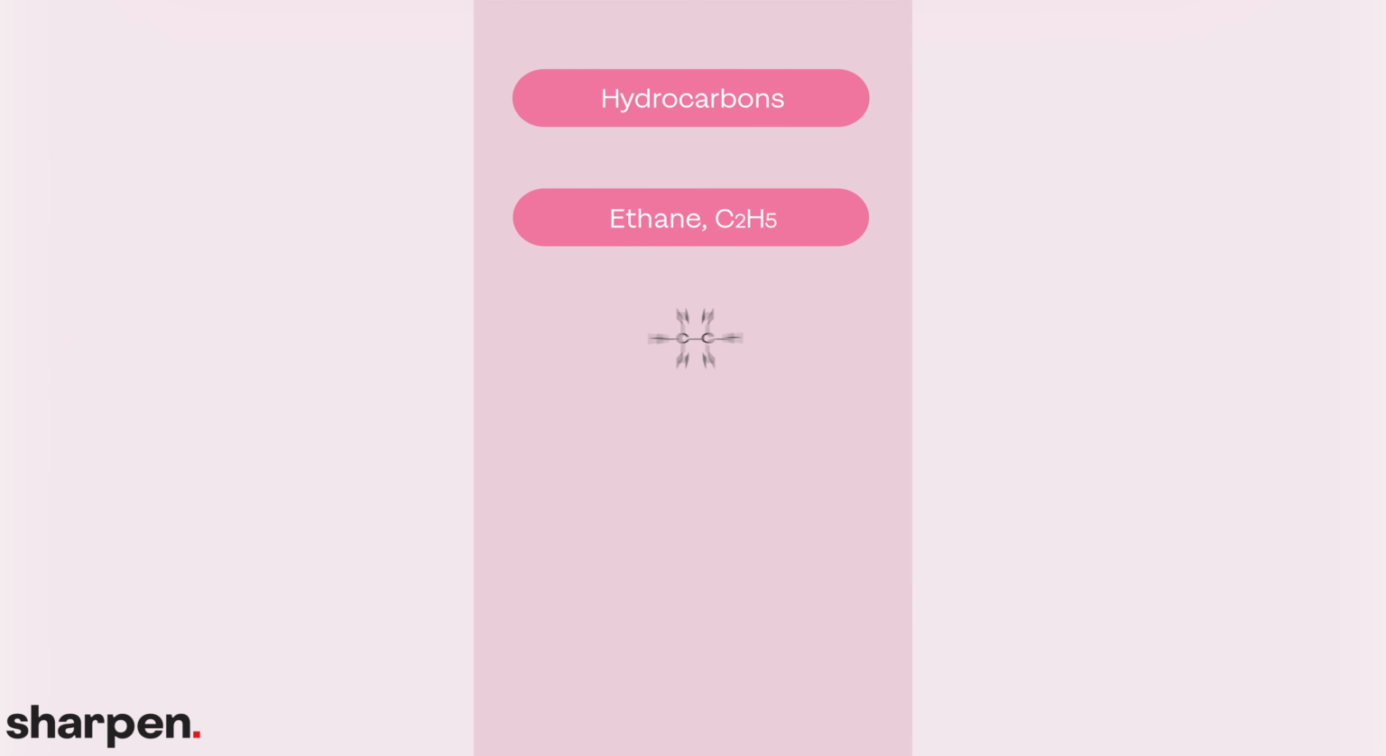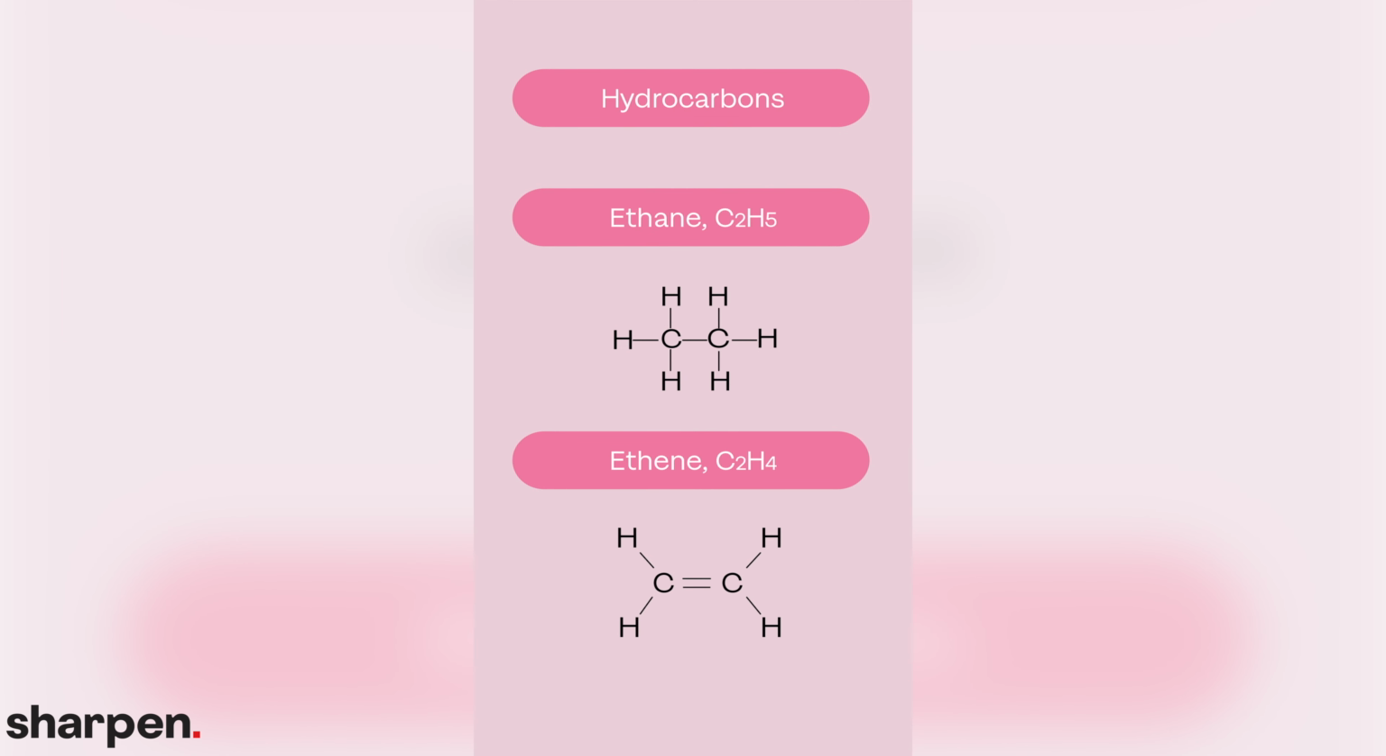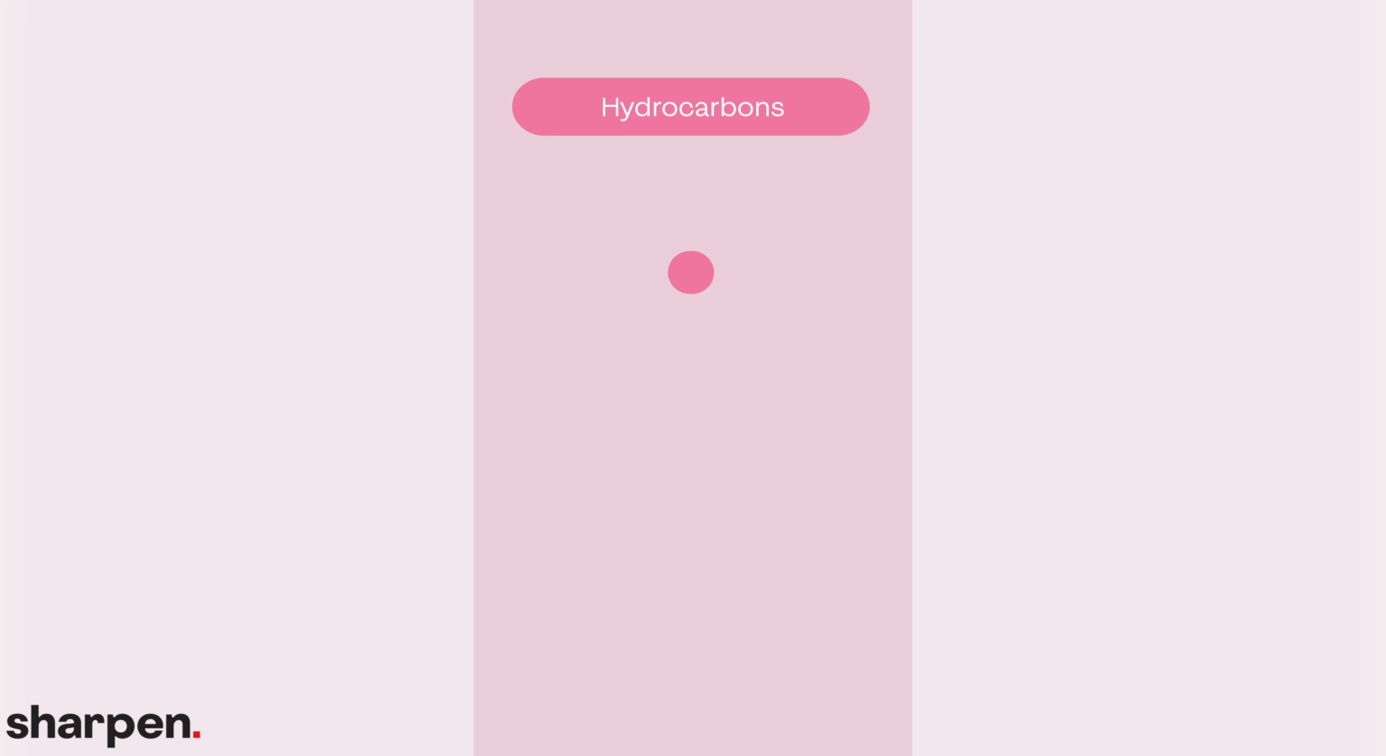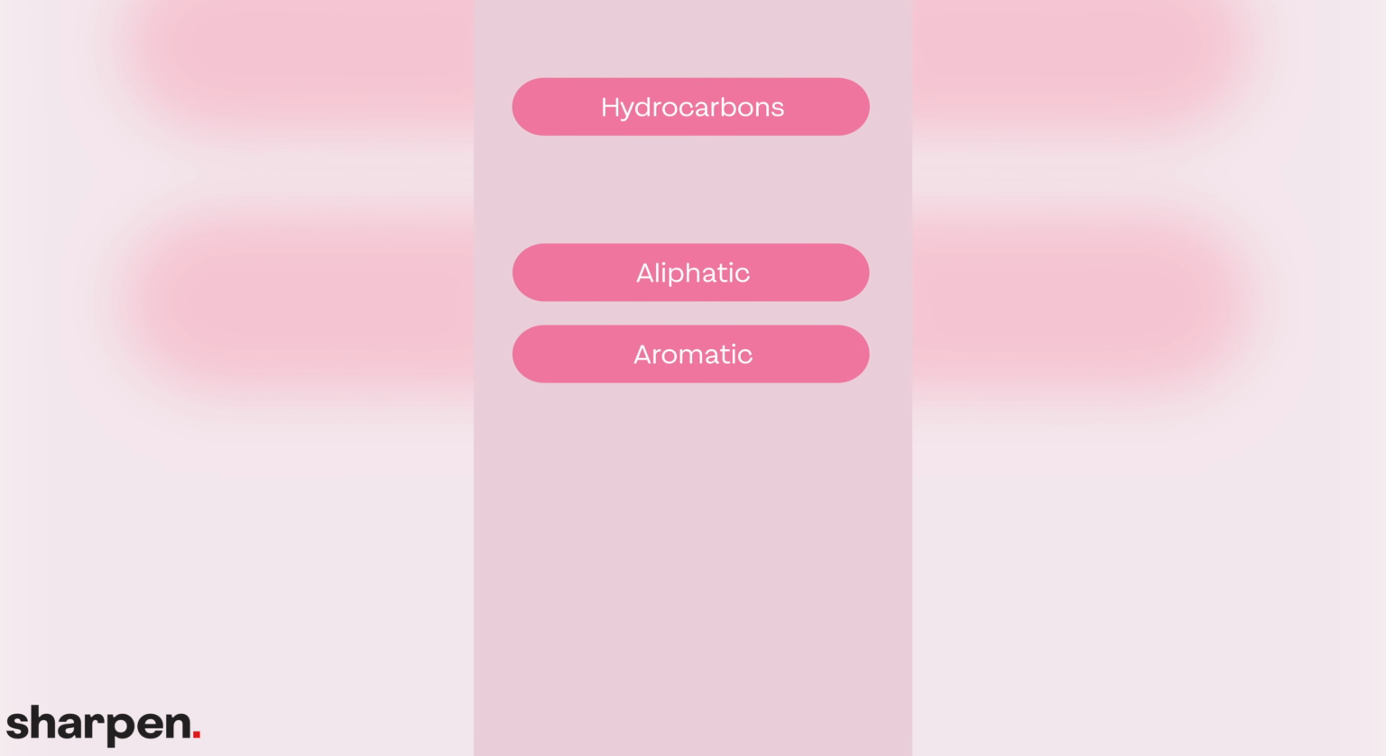Hydrocarbons are as they sound. They are compounds where carbon and hydrogen are the only two elements present in the molecule. They can be divided into two groups. This is where the groups in groups come to play. The two subgroups of hydrocarbons are aliphatic and aromatic.